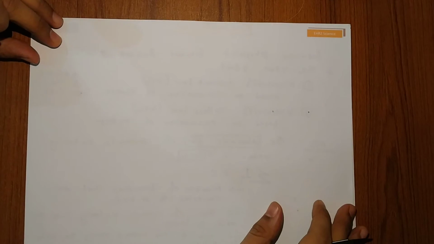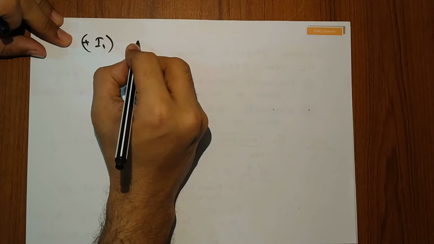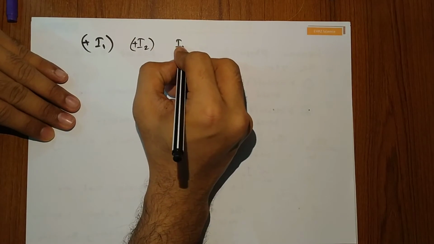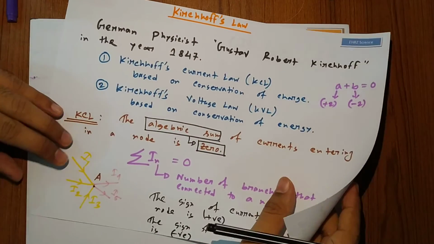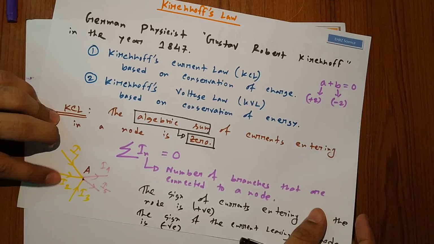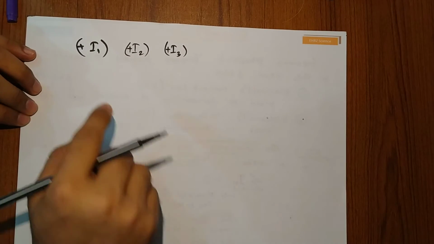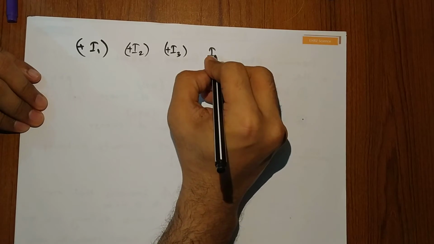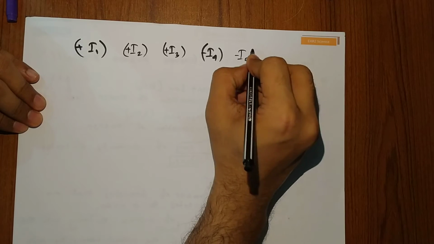So we can write that current I1 is positive, current I2 is positive, current I3 is also positive, because these three currents, I1, I2 and I3, are entering into the node A. So by convention, the sign of these currents will be positive, and the sign of current I4 is negative since it is leaving the node. Same thing goes for I5.